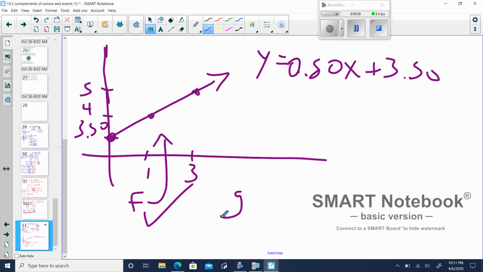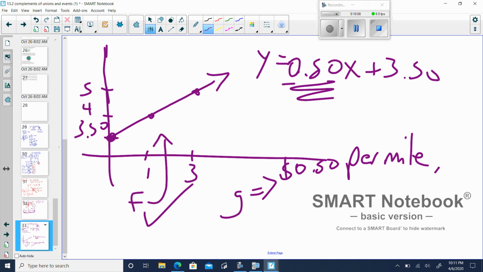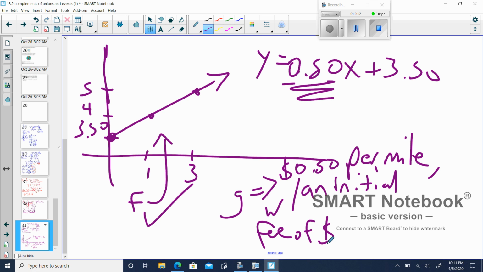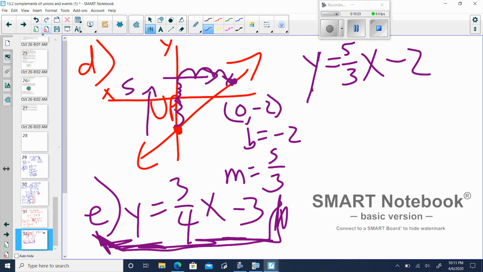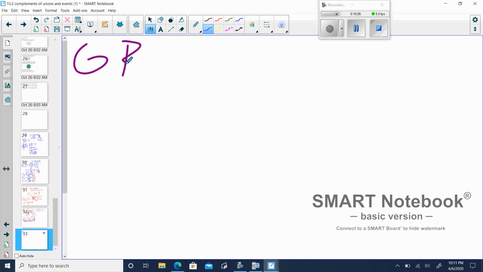G says interpret the slope and y-intercept. So 50 cents. They're saying x is the number of miles traveled. So how do we do taxi fare? It's 50 cents per mile with an initial fee of $3.50. So the y-intercept of $3.50 basically means as soon as you get in a taxi cab, you owe $3.50. That's what you owe just for getting in a taxi, and then 50 cents per mile on top of that.